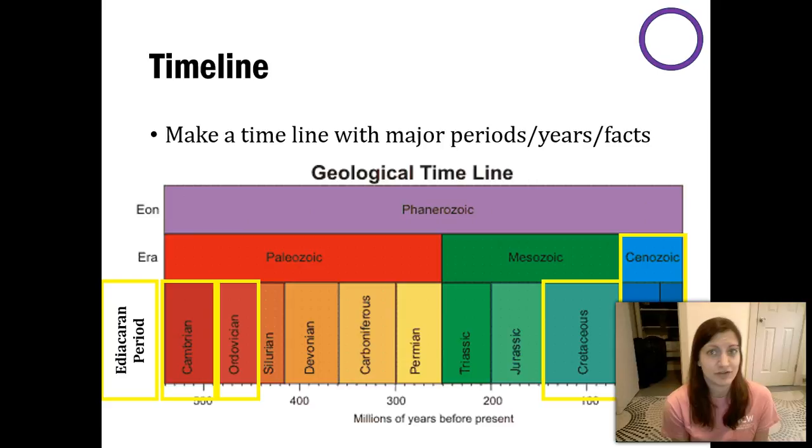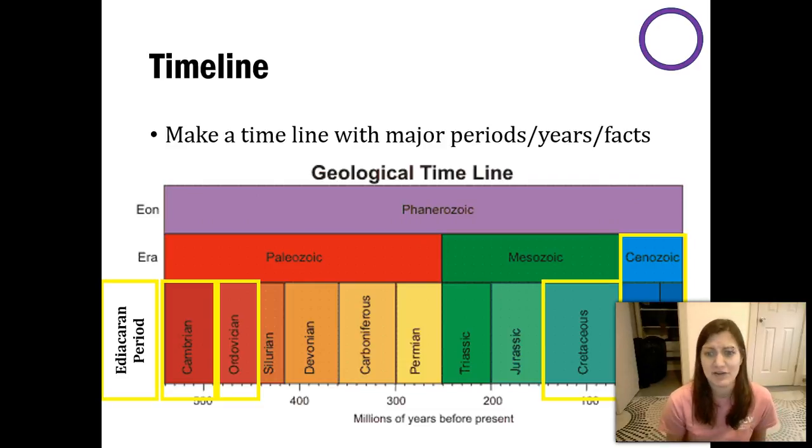So what I recommend you do, I would actually recommend you pause this video to do this activity. I recommend creating a timeline that has those major time periods, I have them outlined in yellow here, the years associated with those time periods, and then also important facts from those periods. Very similar to what we did with those early scientists and their contributions to evolutionary thinking.